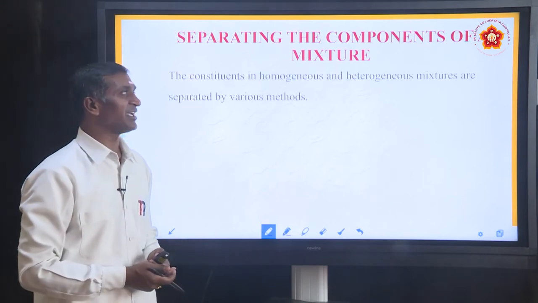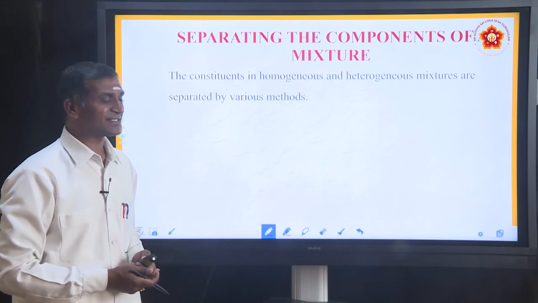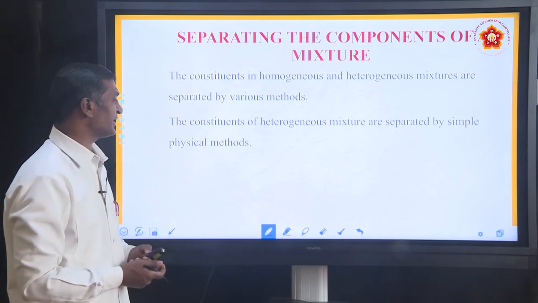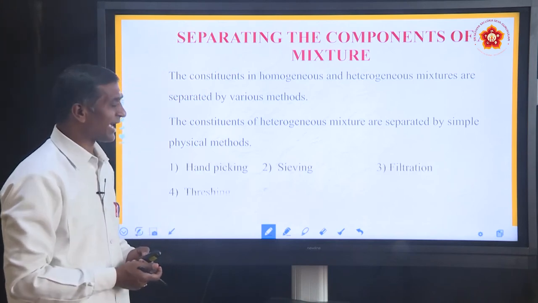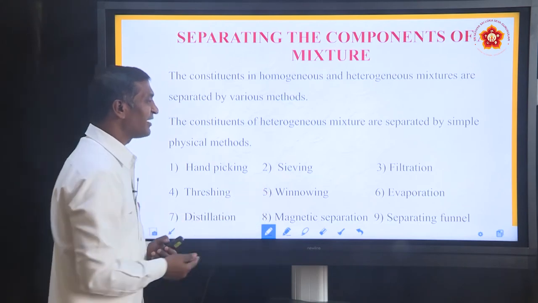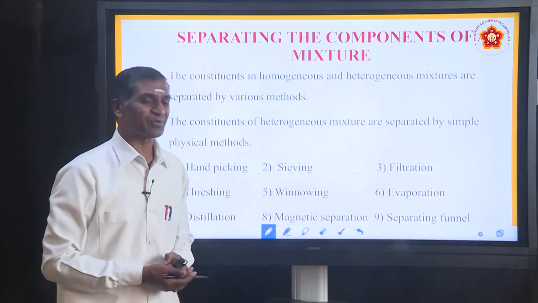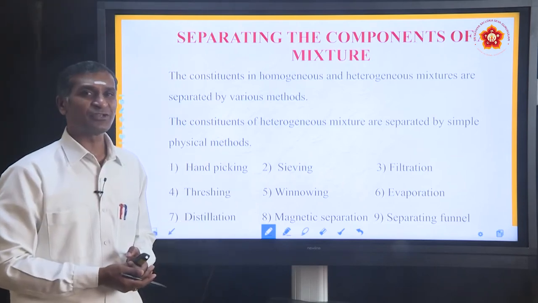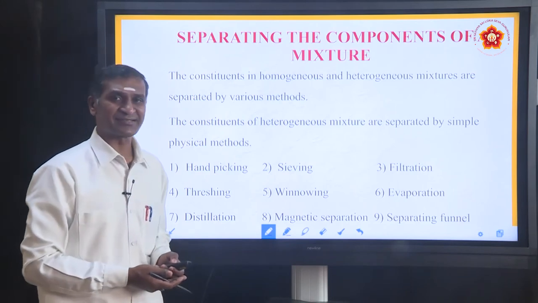The constituents in homogeneous and heterogeneous mixtures are separated by various methods. The constituents of heterogeneous mixture are separated by simple physical methods. So, which are those simple physical methods? Hand picking, sieving, filtration, threshing, winnowing, evaporation, distillation, magnetic separation, and also the separating funnel that is being used. These are a few methods that are used to separate the mixtures, especially the heterogeneous mixtures.